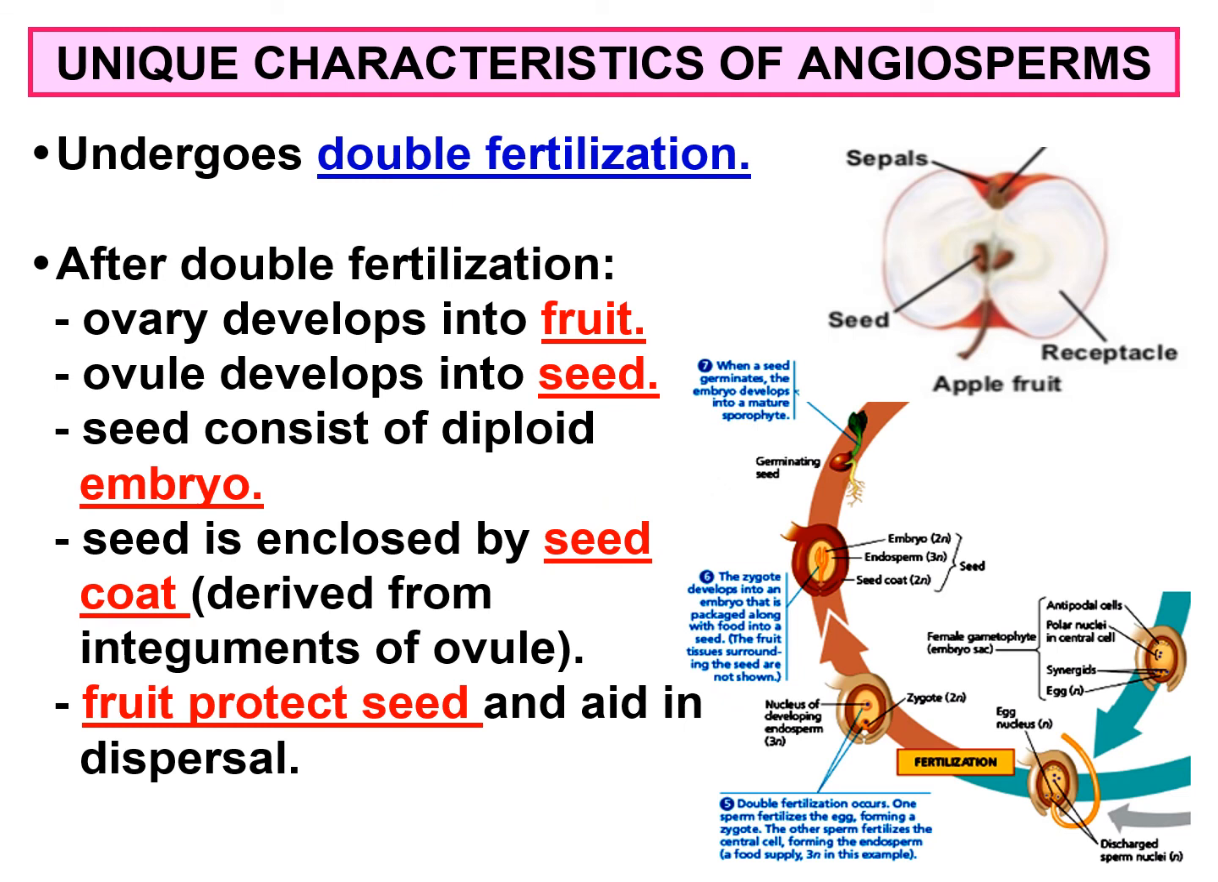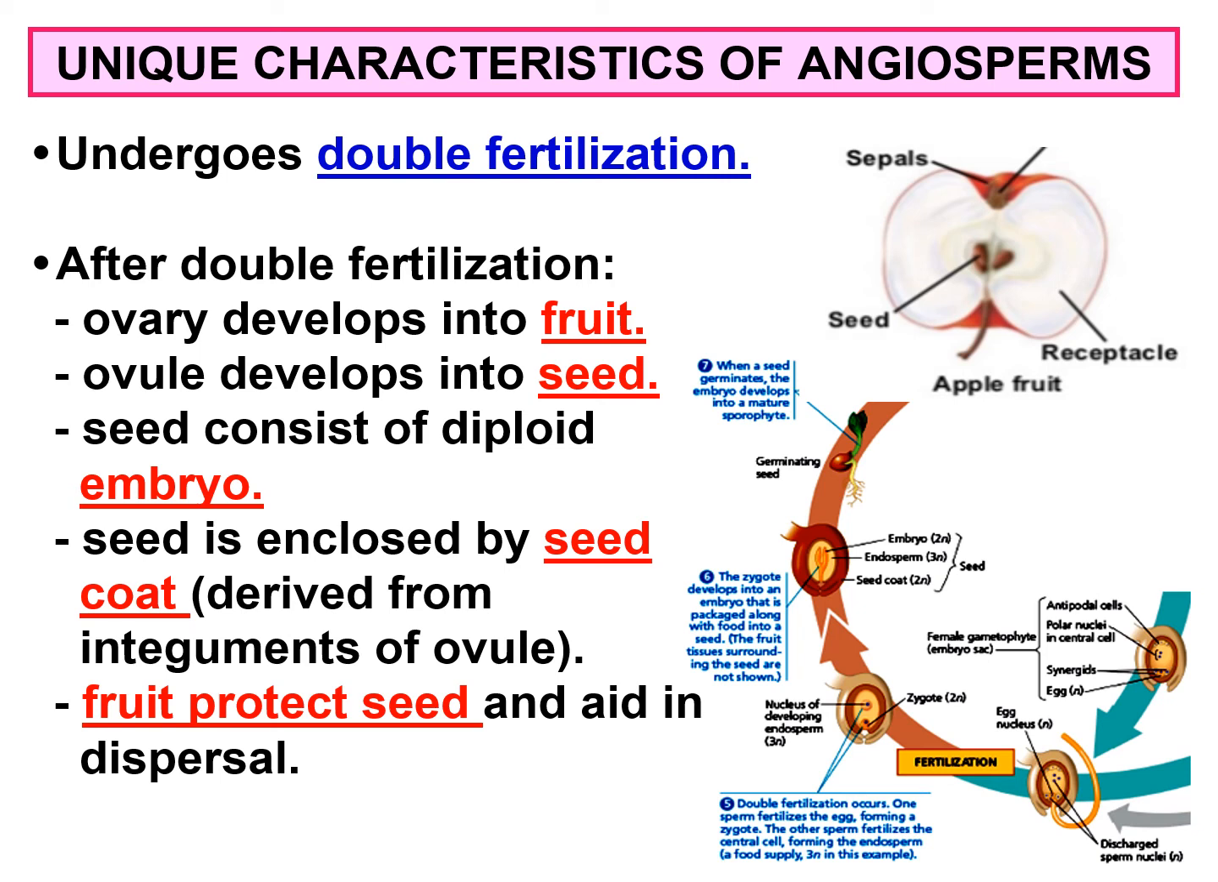Angiosperm undergo double fertilization. Dalam gymnosperm tadi kita tak mention tentang double fertilization. Jadi it is special to angiosperm. So because of double fertilization, the ovary develops into fruit, ovule develops into seed, and seed consists of diploid embryo. And the seed is enclosed by seed coat.